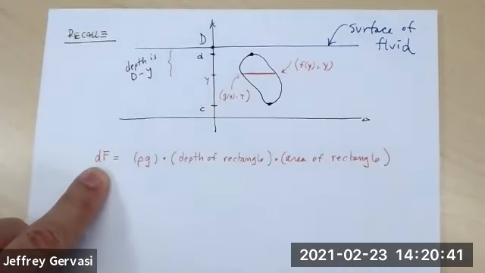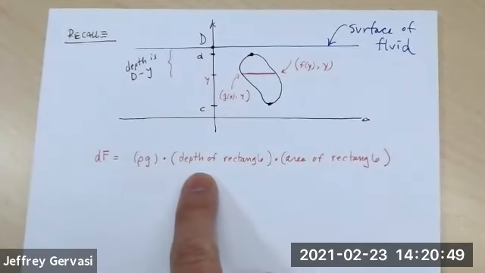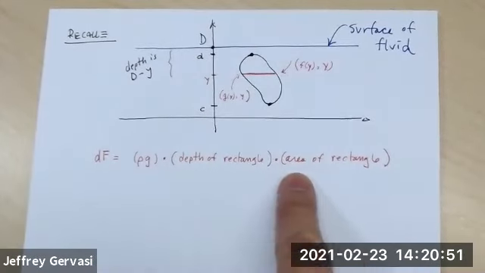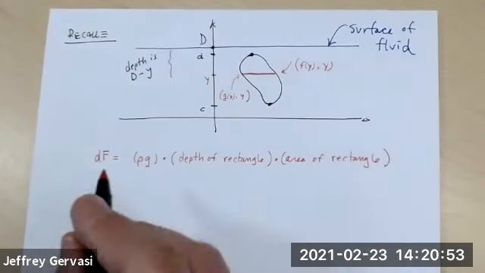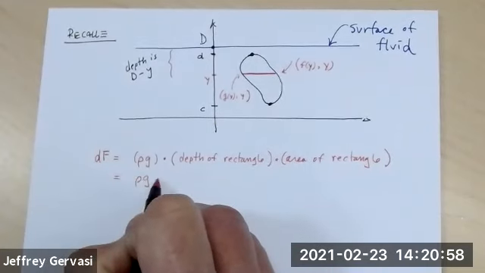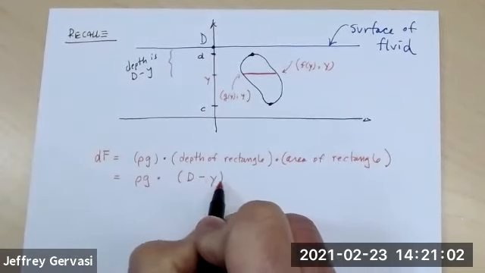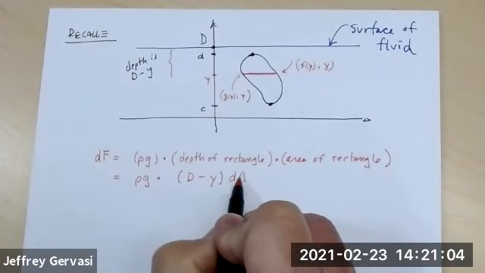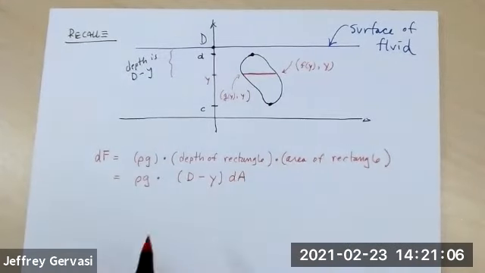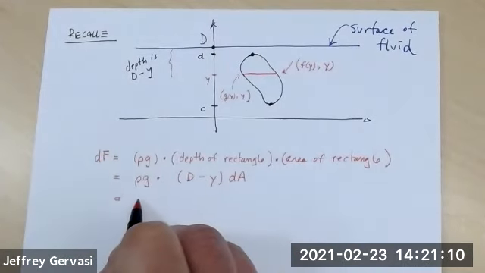The differential element of fluid force is equal to the weight density of the fluid, right? That's these constants right here, times the depth of the rectangle times the area of the rectangle. So of course we could write it like this, huh? And if I rearrange the factors, I can also write it like this.